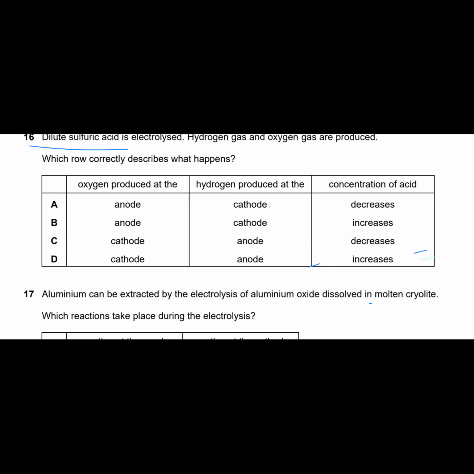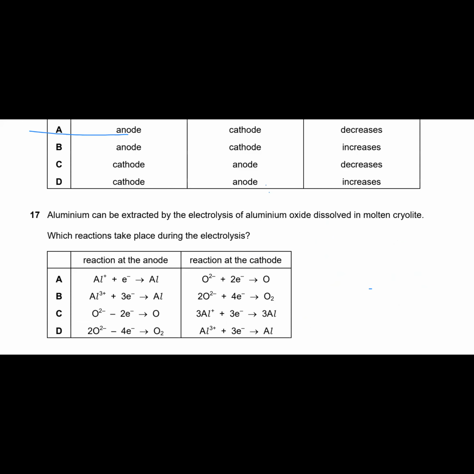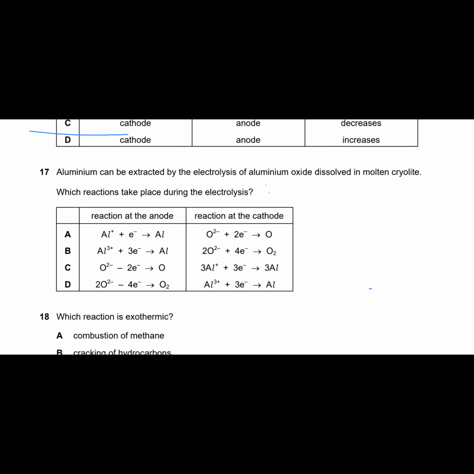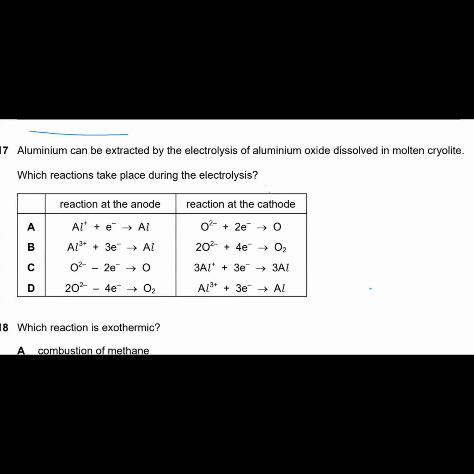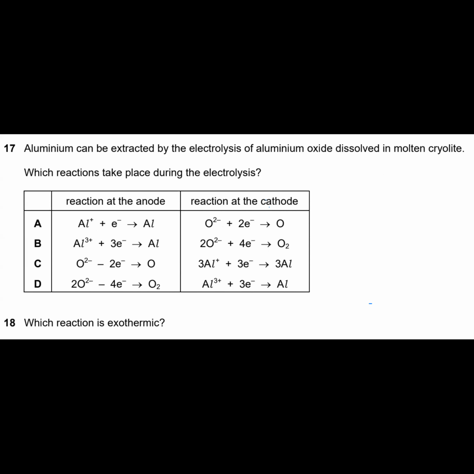Next point. Aluminium can be extracted by electrolysis of aluminium oxide using molten cryolite. Remember that theory? Which reactions take place during the electrolysis? You can say aluminium 3 plus gaining 3 electrons and becoming aluminium. Is that the anode reaction or the cathode reaction? It's the cathode reaction.